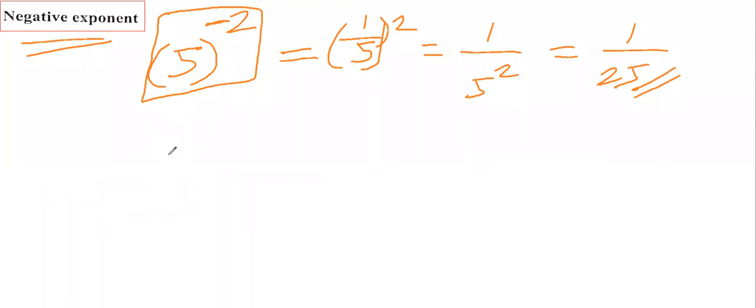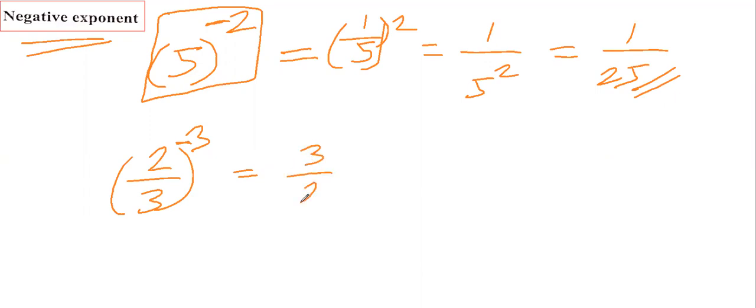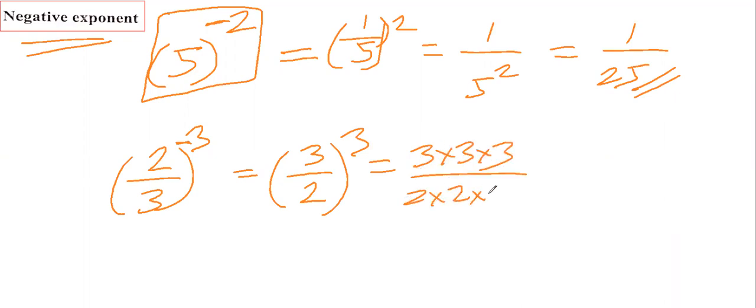For example, I will give you one more example. Say I have (2/3) to the power of minus 3. So this is again an example of negative exponent. So how can I convert this, or what will be the answer for this? So I can use the exponential law. I will take the reciprocal, 2 by 3 to 3 by 2, and this negative sign I am going to remove. So this will be 3 into 3 into 3, and this will be 2 into 2 into 2. So this will be 27 and this will be 8. Got it? That's what negative exponent is.